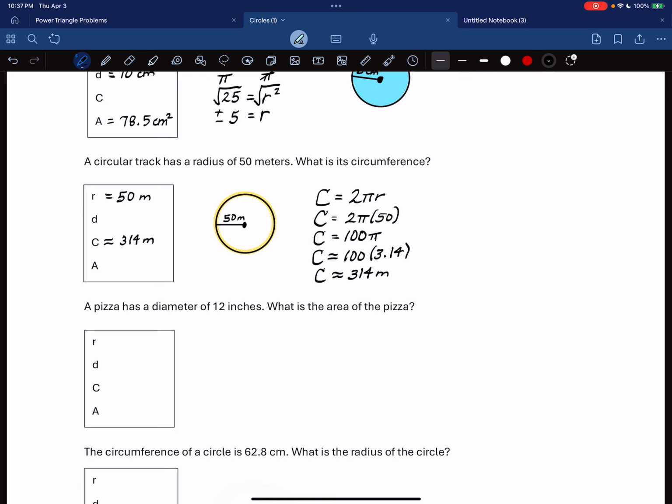And those are the only two that we have to find. We can easily find diameter just by doubling the radius. And I think that's good practice. I would always find radius and diameter, but we don't have to do area on this one.